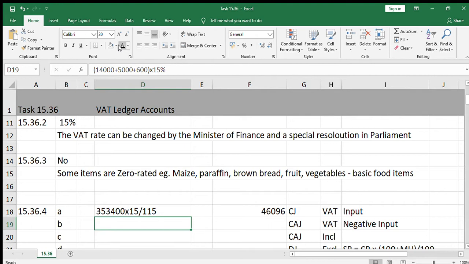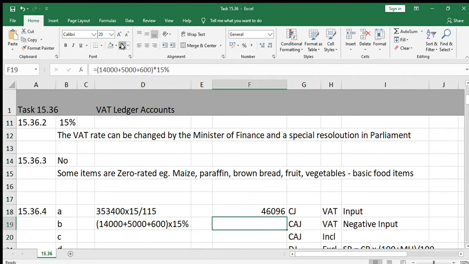So we're going to take those three amounts, 14,000, 5,000, and 600, add them up, and just work out the VAT on them at 15% because those amounts exclude VAT. And when we have a figure which excludes VAT, to get the VAT, we just multiply it by 15%. Okay, so we can calculate that and we get 2940.